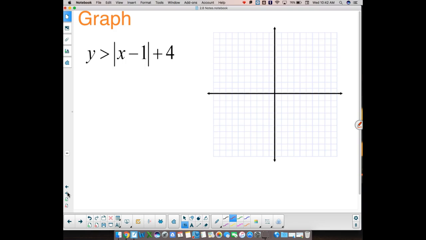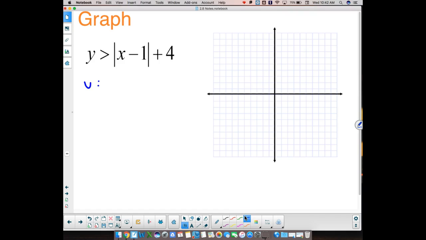Here's my graph. I want to graph y is greater than the absolute value of x minus 1, then plus 4. So where is my vertex? Positive 1, comma 4. What is the slope of my right side ray? Positive 1. What is the slope of my left side ray? Negative 1. Solid or dashed V? The dashed V.